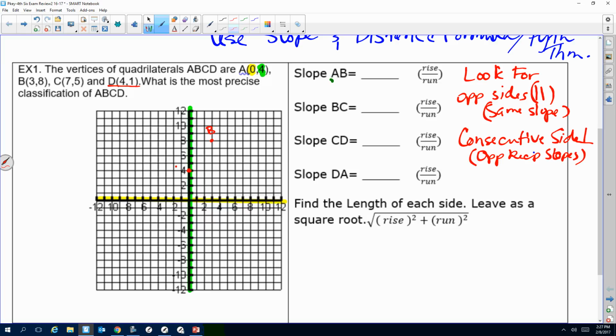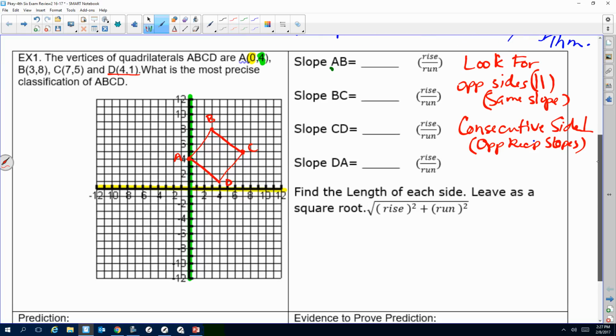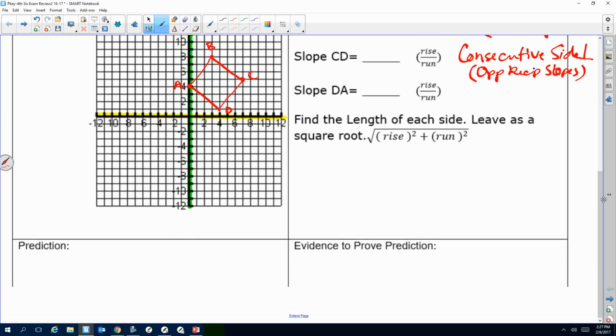Go ahead and put your letter as well. Keep track of your points. Then we have 7, 5. So 7 on the yellow, and then up the elevator to 5. So that's right there, and that's our C. And then D should be 4, 1. So here we go, here is our D. So we connect our points in order. Order matters. And I know mine's a little off here, but then we're going to make a prediction, okay? Most of us are going to predict square, and some of us might say rhombus. So we're going to write in here square, rhombus.